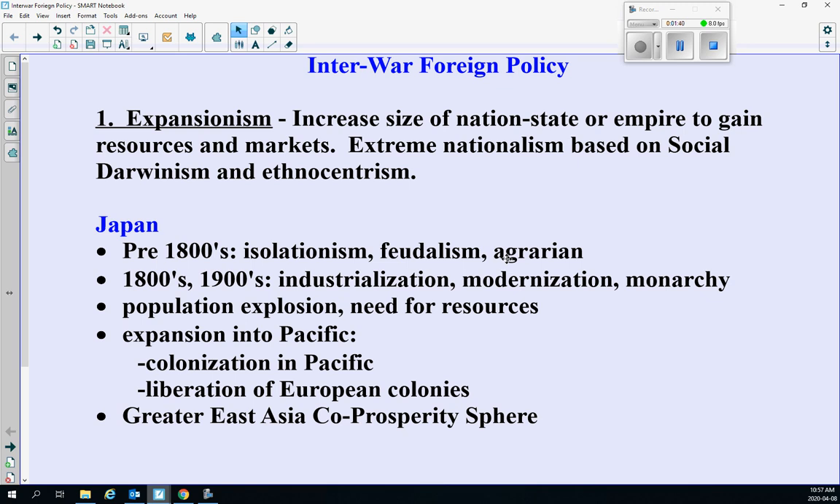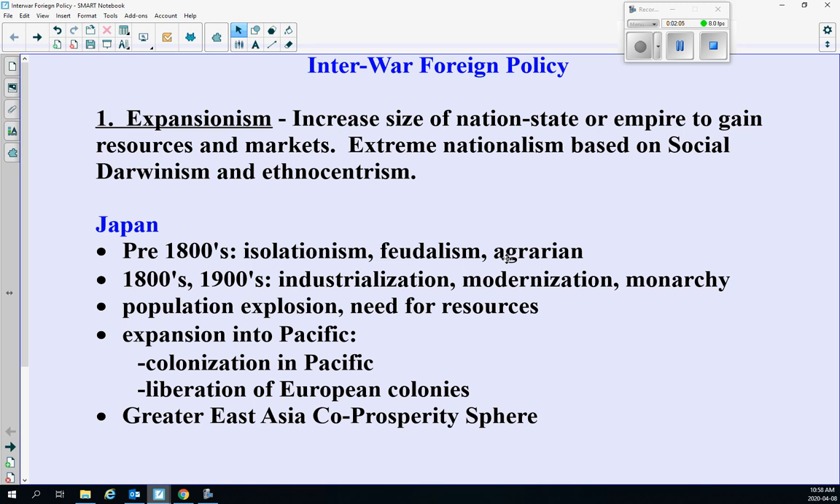This policy would be based on extreme nationalism. In fact, let's just be honest, expansionism is an example of ultranationalism, and you're going to base it on social Darwinism and what we call ethnocentrism. I think you know by now what ethnocentrism is. You think that your culture is superior to another. It might be the way you rationalize or give yourself permission to expand at someone else's expense.